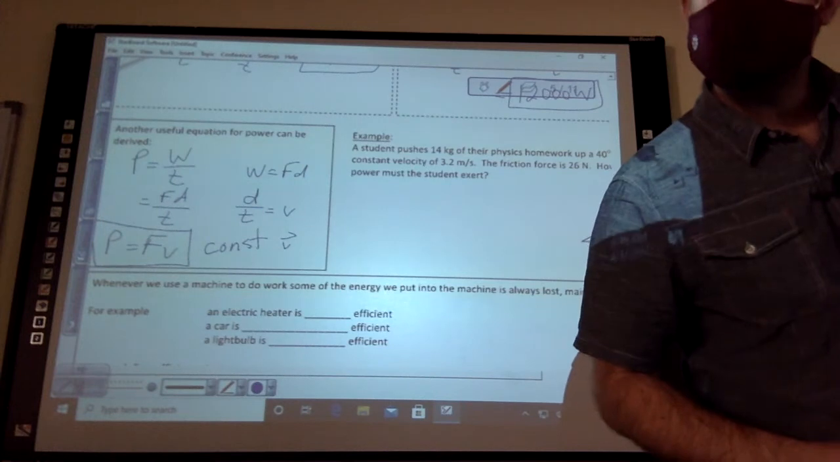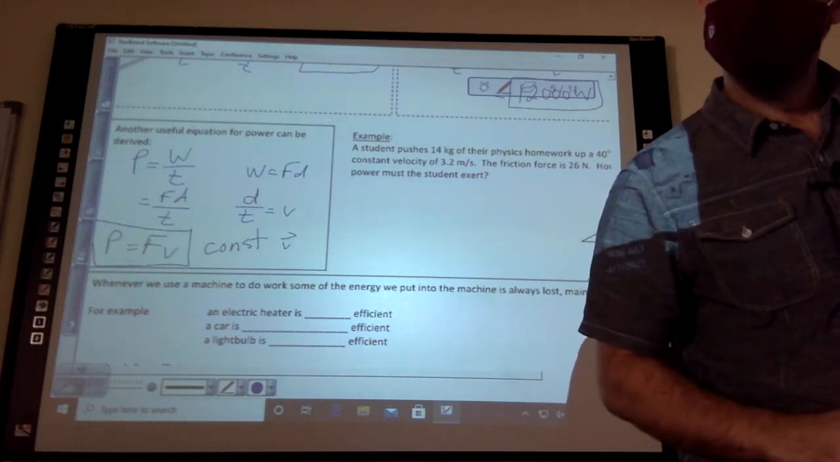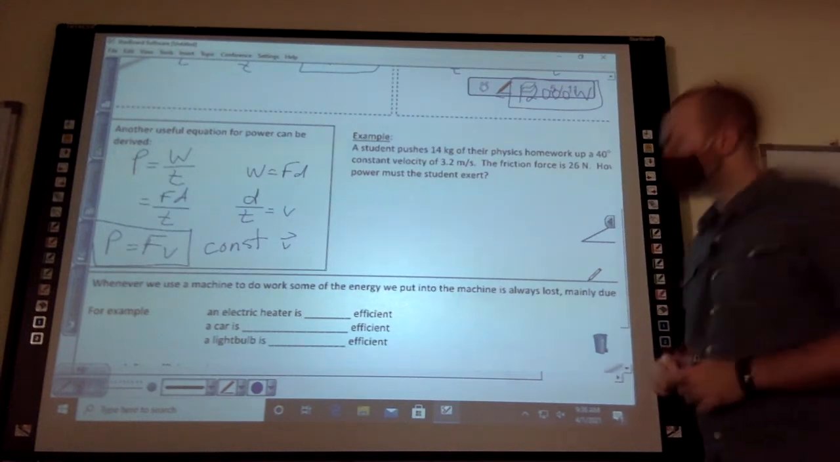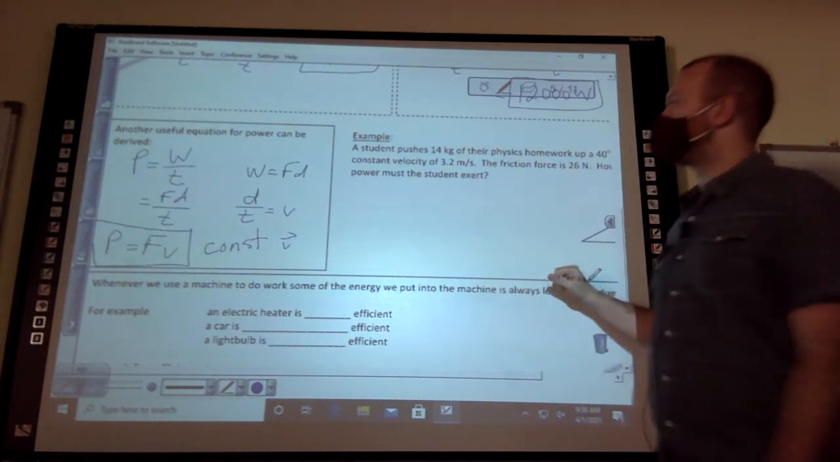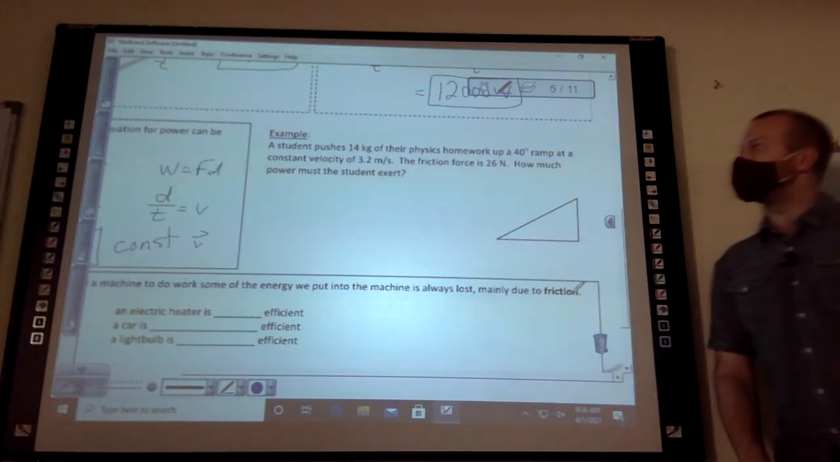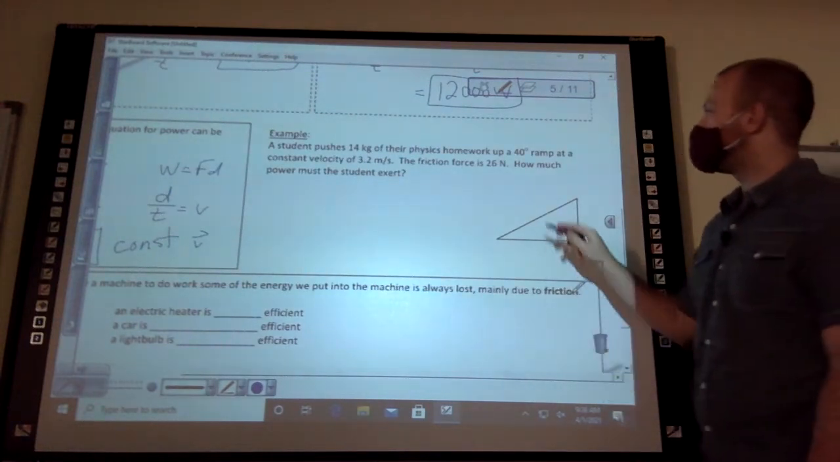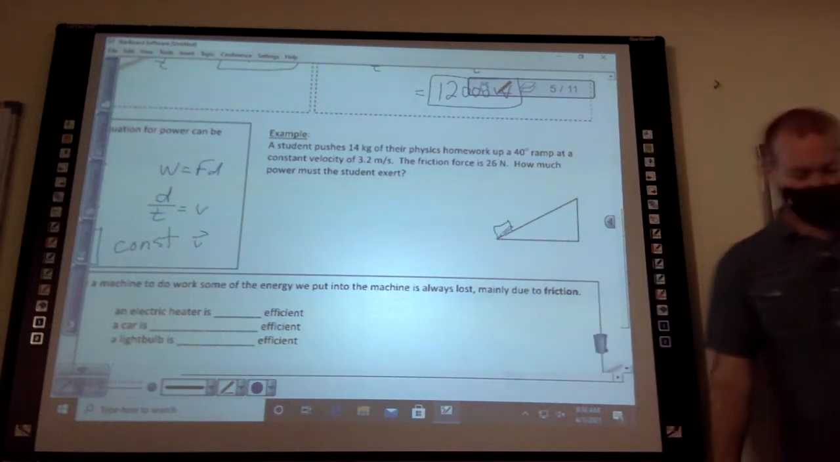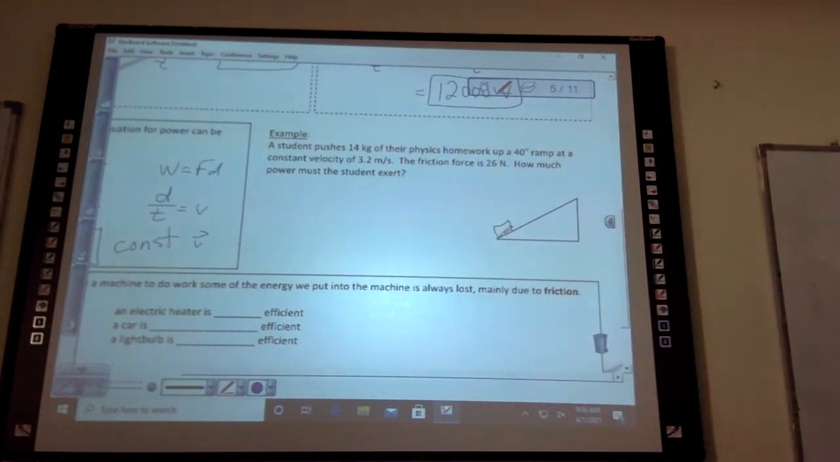What do we get? So let's give this next one a try. So we've got a student pushing their giant review packages up a ramp like this. And we want to know how much power does the student exert.